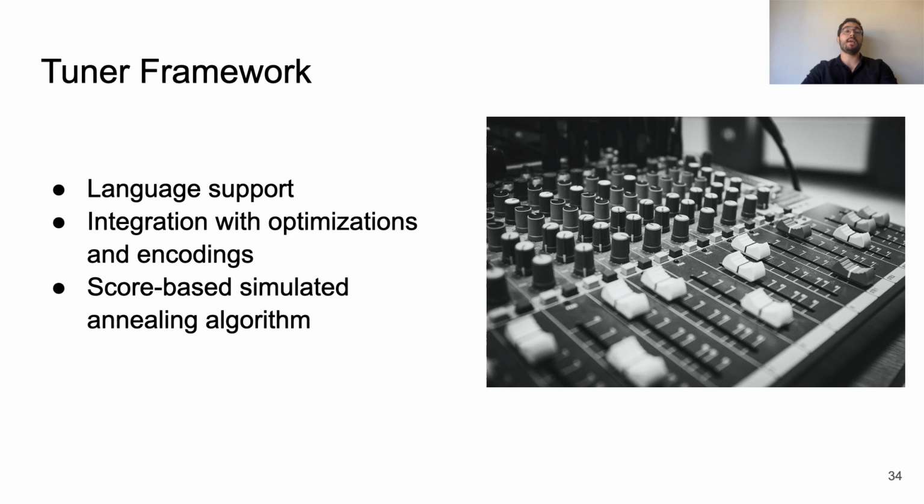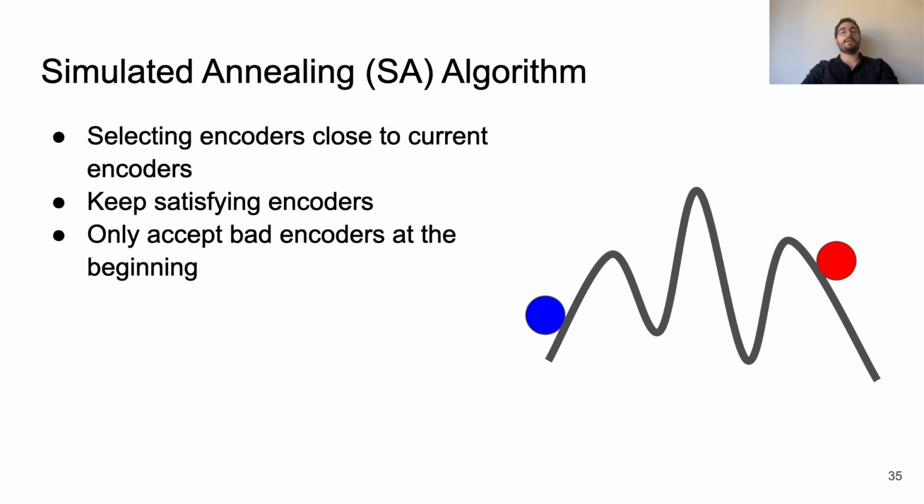The original simulated annealing algorithm works as follows. At each step, an encoder close to the current encoder is selected, and based on their performance, the algorithm decides to keep them for the next iteration. In order to avoid getting caught at local maxima, the algorithm accepts bad encoders only at the beginning of the search. For some problem domains, it can be beneficial to use different encoders in parallel and take the results from the encoder that finishes first.